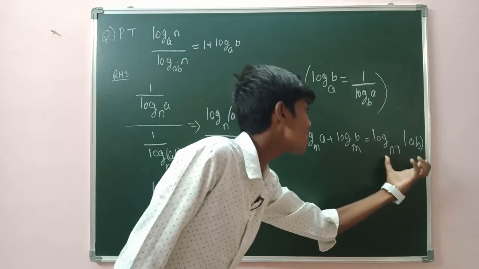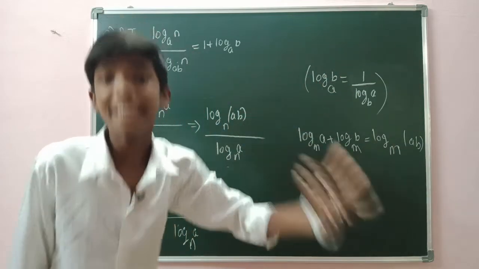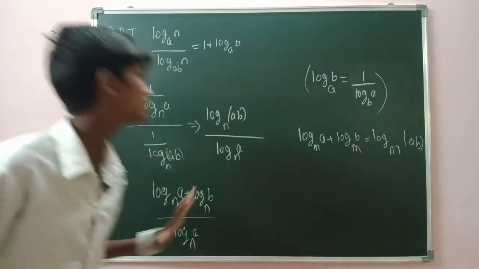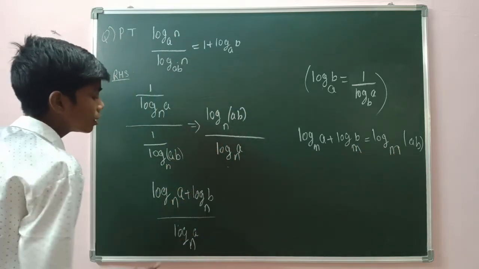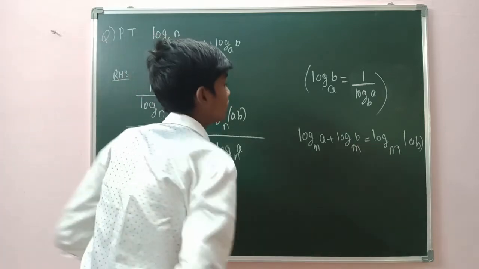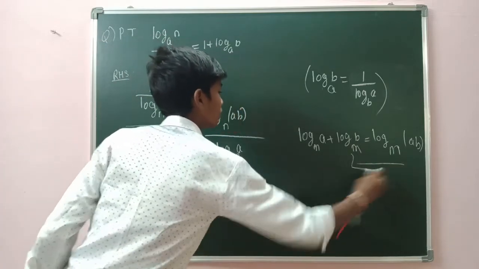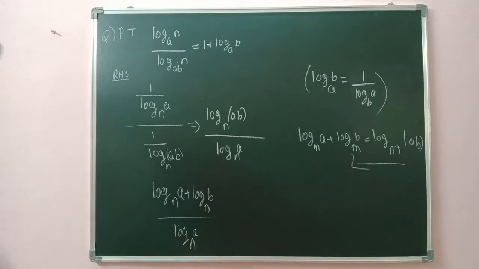But this final result is something that I am having initially. So I am just doing the reverse task. So I am writing it as log of a to the base n plus log of b to the base n, using this property in the reverse way. Okay, that's all. That is why I am writing like this.